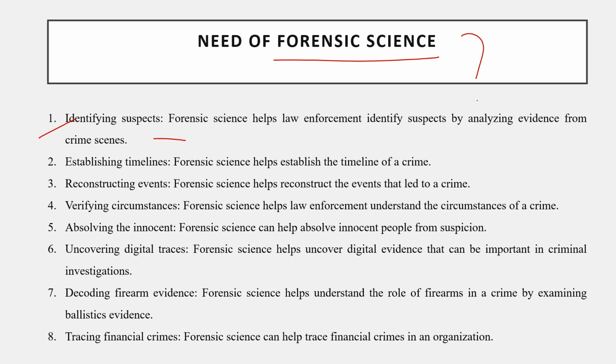Next, we have to establish timelines. Forensic science makes it easier to establish the timeline of the crime. Blood spatter analysis can determine the time of the crime. Example, in a robbery case, blood spatter pattern confirmed that the crime occurred around 2 a.m. So this is a real case, I'm just telling you.